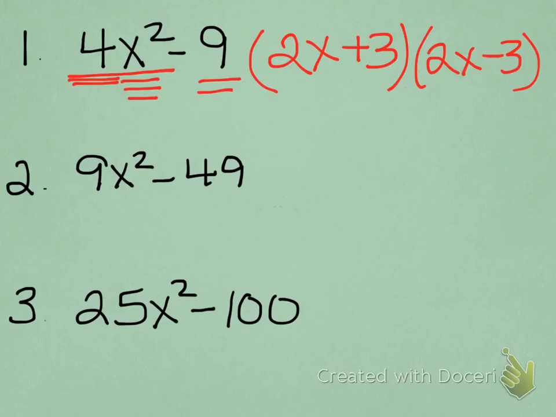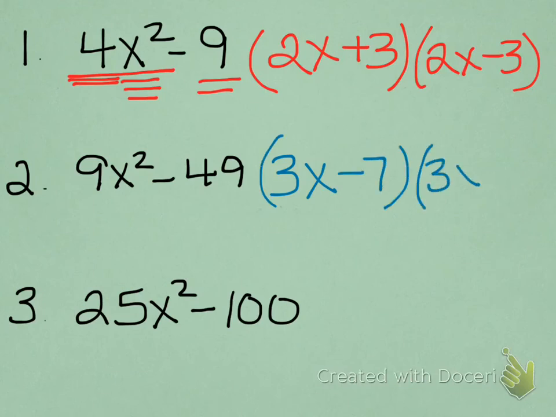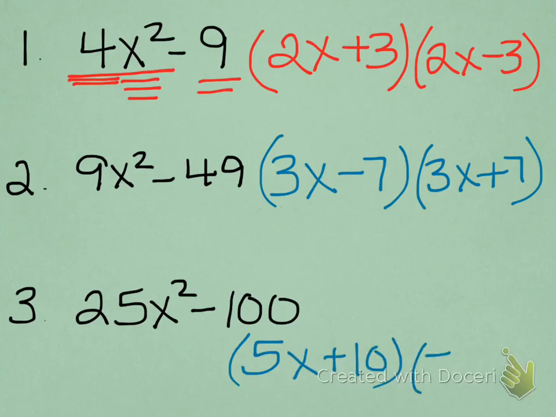For the next one, the square root of 9 is 3. The square root of x squared is x. And the square root of 49 is 7. 3x minus 7, 3x plus 7. And this last one down here should be 5x plus 10, and then you have 5x minus 10. Alright, try this next example. Last one.